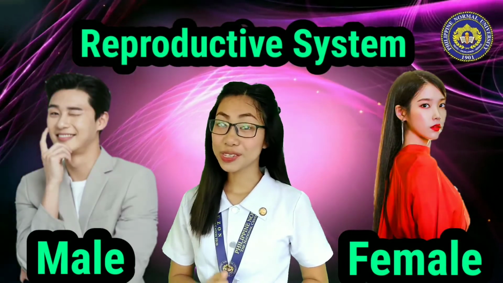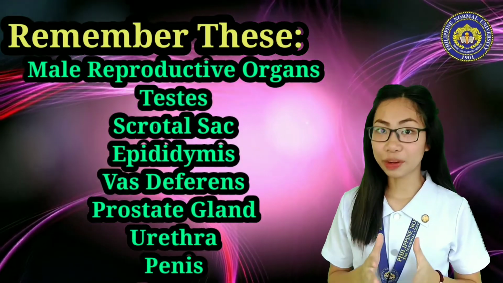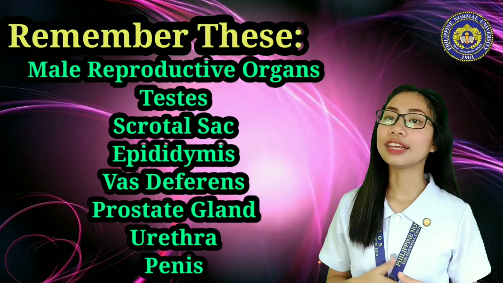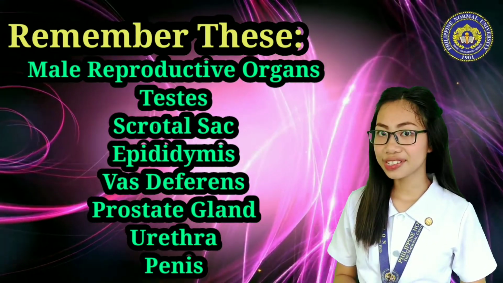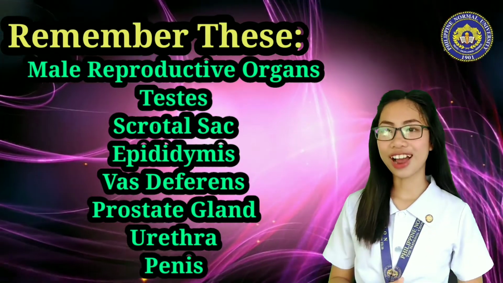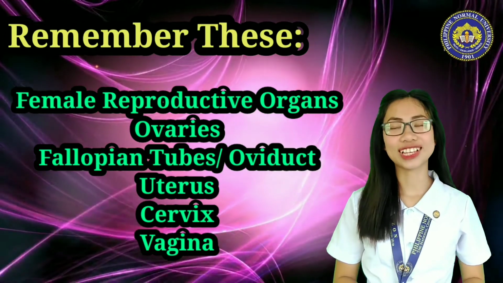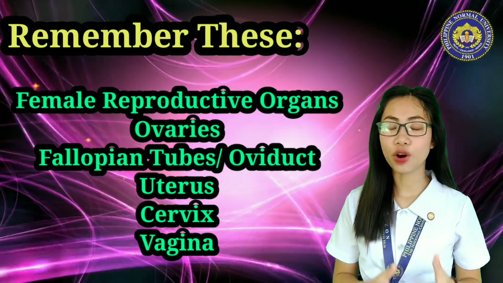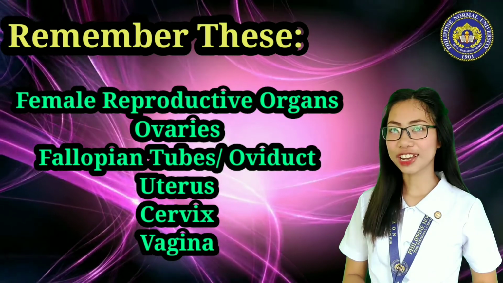And those are the parts of the male and female reproductive system and their functions. Always remember that the fundamental male reproductive organs are the testes. Other organs that merely transport sperm are the scrotal sac, epididymis, vas deferens, prostate gland, urethra, and penis. And the fundamental female reproductive organs are the ovaries. The other organs of the female reproductive system are the fallopian tubes or oviduct, uterus, cervix, and vagina.